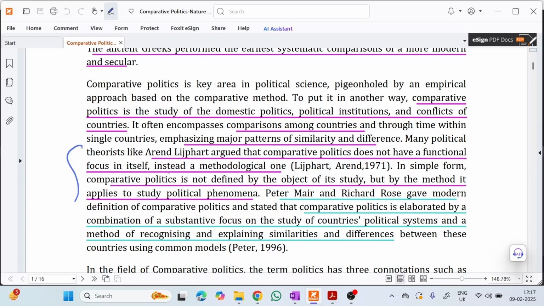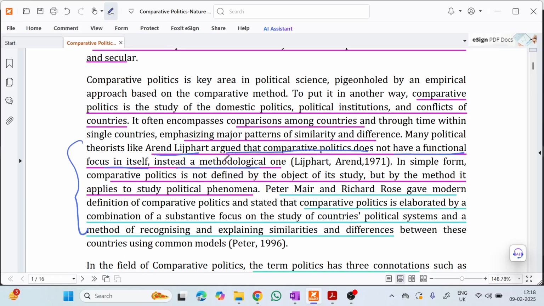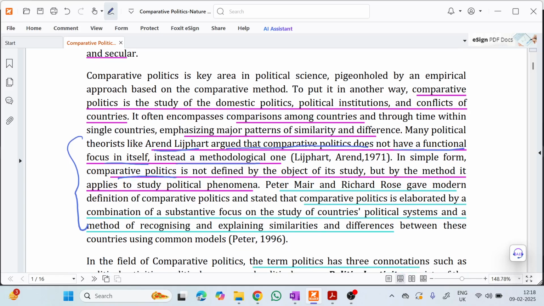Many political theorists like Arend Lijphart argued that comparative politics does not have a functional focus in itself, but instead a methodological one. In simple form, it means comparative politics is not defined by the object of study, but by the method it applies to study political phenomena.